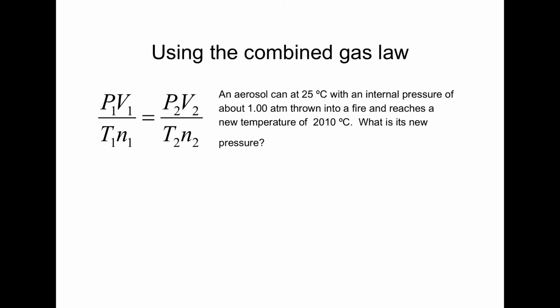Okay, let's try another problem. I'm going to go through and mark the variables here. Okay, I have a temperature. I need to make sure that I put that in Kelvin. An internal pressure of 1 atmosphere. That's a pressure. It's thrown into a fire until the new temperature reaches this. So that is my new temperature, and I need to make sure I put that in Kelvin. What is the new pressure? So I'm trying to find P2.